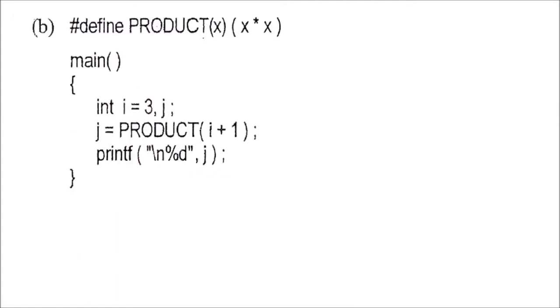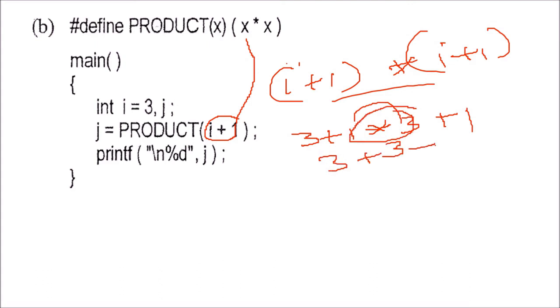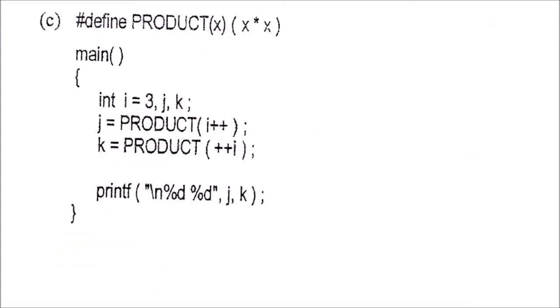Next is product x into x. So this is i plus 1. What will it be? Product of i plus 1 means we just replace it here: i plus 1 into i plus 1. We don't have brackets, so we'll skip the brackets and just put 3 plus 1 into 3 plus 1. So first the multiplication will be done, then the addition will be done. So it will be 7. So the answer is 7.